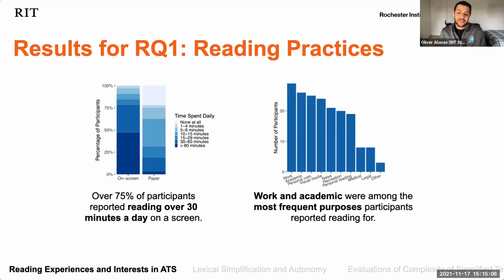We had also asked participants about what purposes they frequently read for, and work and academic purposes were among the most frequent purposes that participants reported reading for, which also motivates future work on natural language processing and domain-specific texts for text simplification, in this case, computing text, given that these participants are reading often for work and academic purposes.